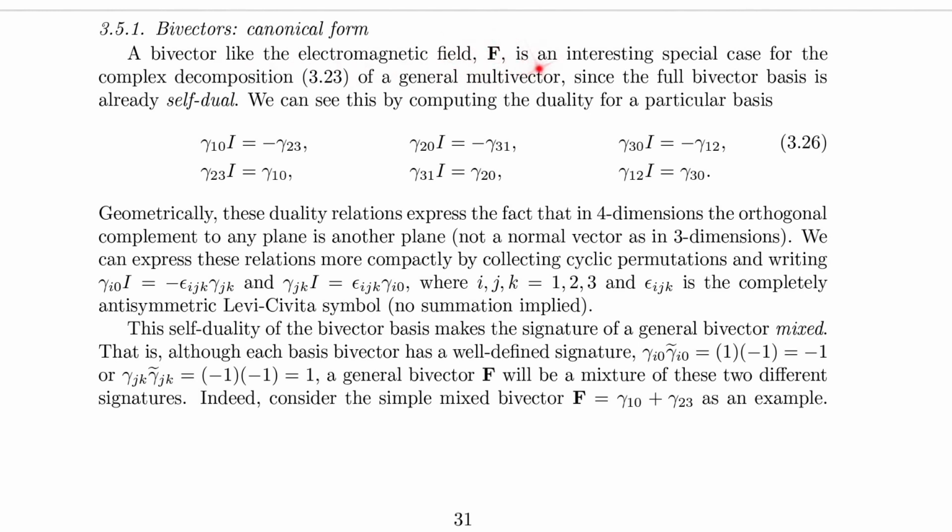So a bivector like the electromagnetic field is an interesting special case for the complex decomposition of a general multivector, since the full bivector basis is already self-dual. That means F is going to be some combination F mu nu times gamma mu nu. We've already written this down before. This covers all possibilities of gamma mu and nu, but we know that they're all dual to one another from the definition of duality. And in fact, they calculate it all right here.